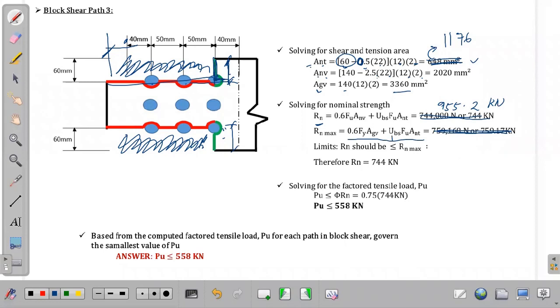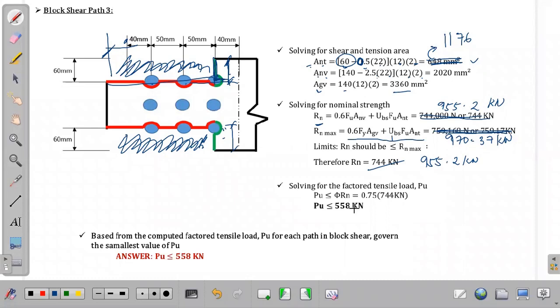we have 970.368 kilonewton. Okay. So our limit Rn should be less than Rn max. So our Rn is equal to 955.2 kilonewton. Okay? So in this part, our Rn is equal to 955.2 kilonewton.